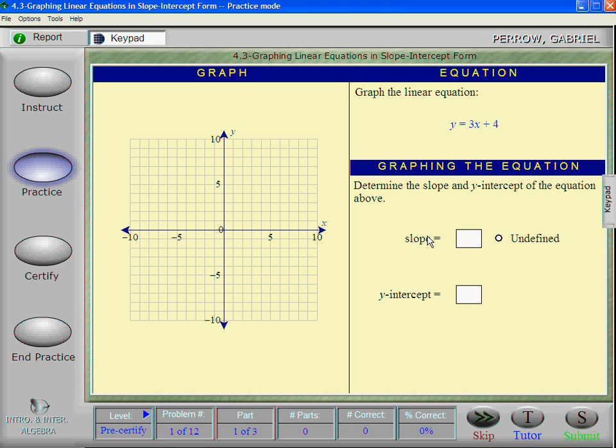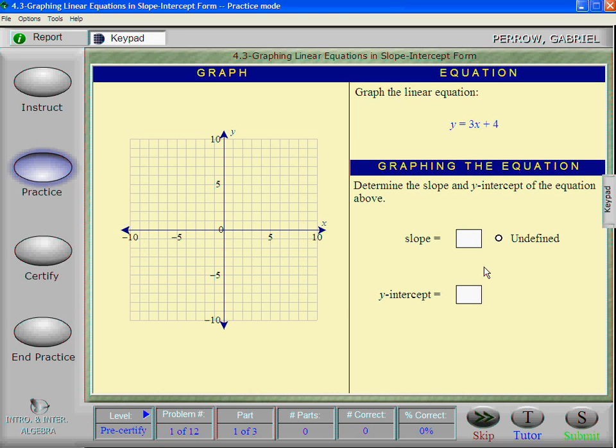But I want to look at this problem first. It says graph the linear equation, and it says y equals 3x plus 4. And then below here they say determine the slope and the y-intercept of the equation above.